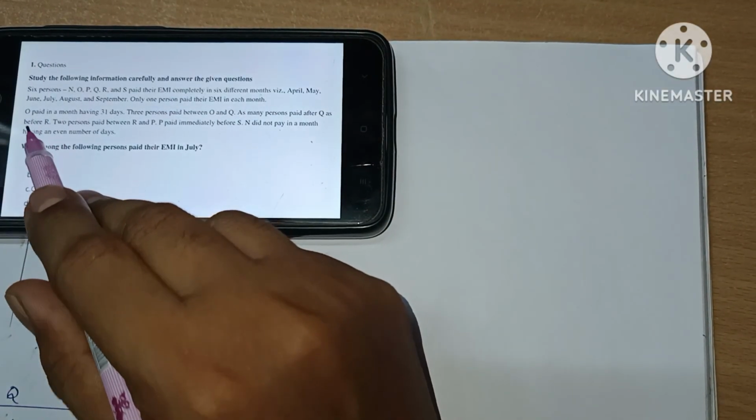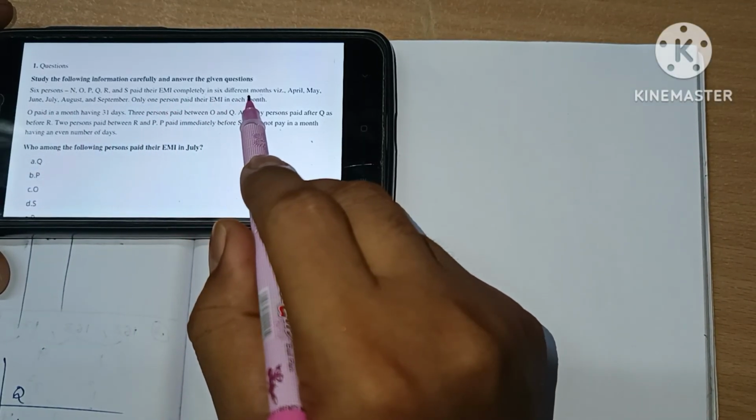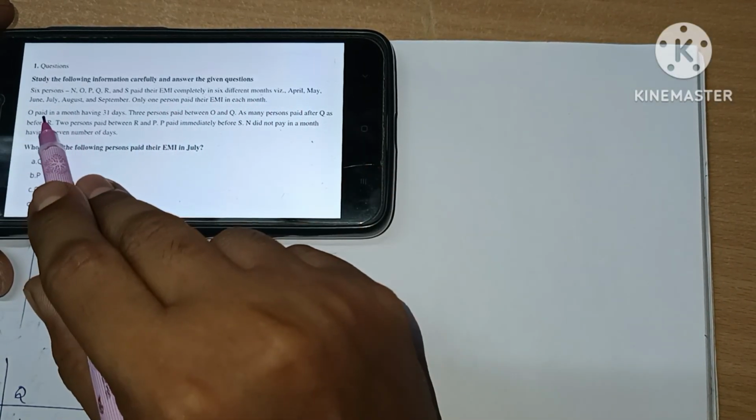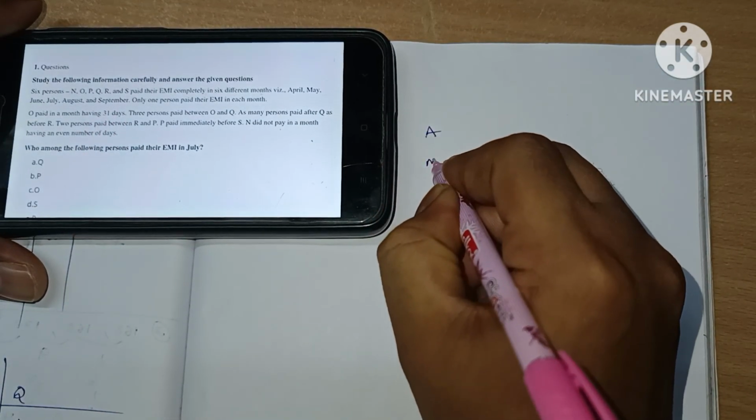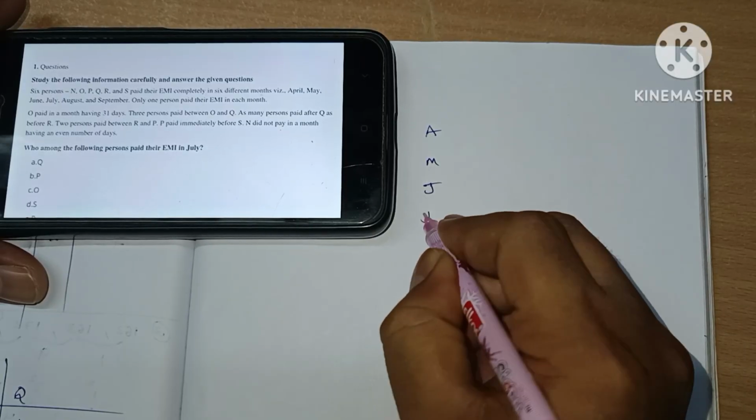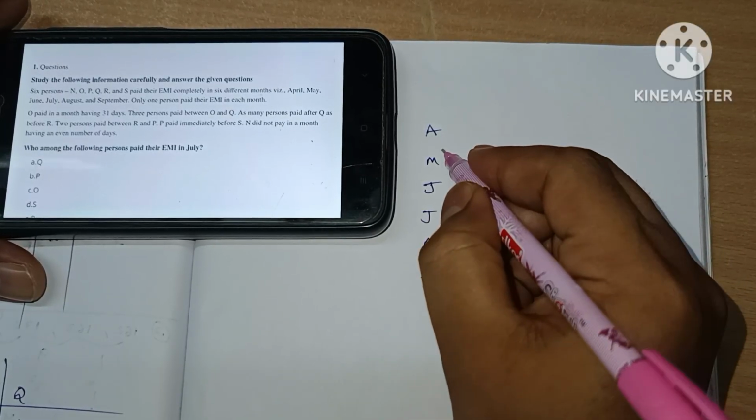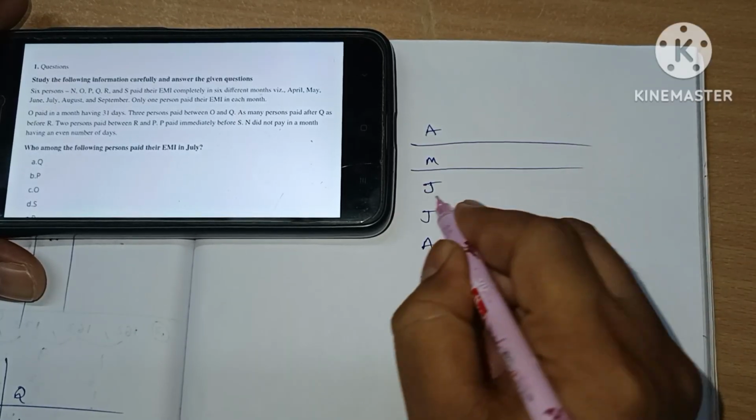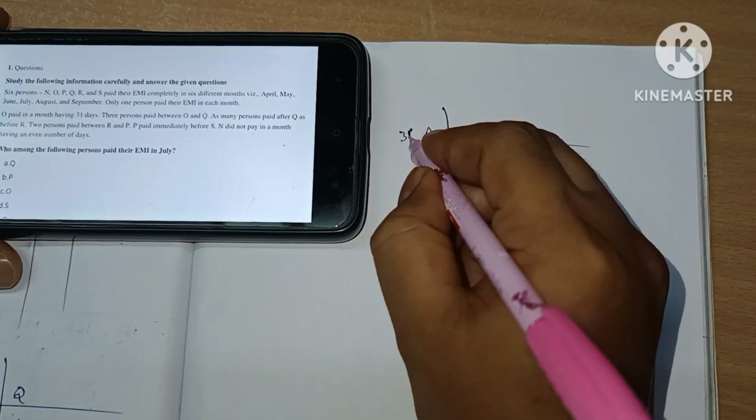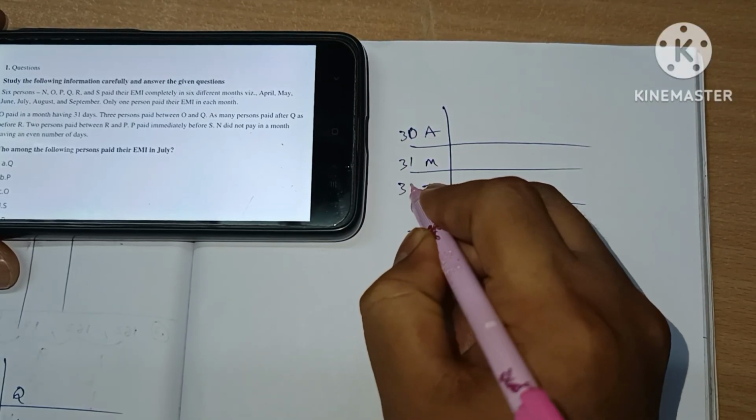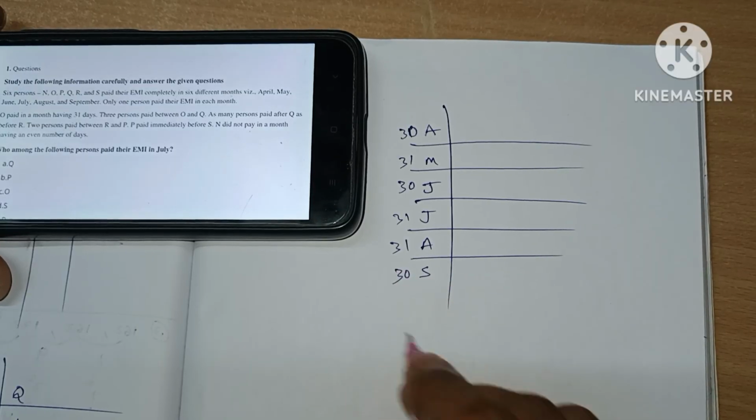Now we are going to see a reasoning puzzle. 6 persons paid their EMI completely in 6 different months: April, May, June, July, August, and September. April has 30 days, May has 31, June has 30, July 31, August 31, and September 30 days.